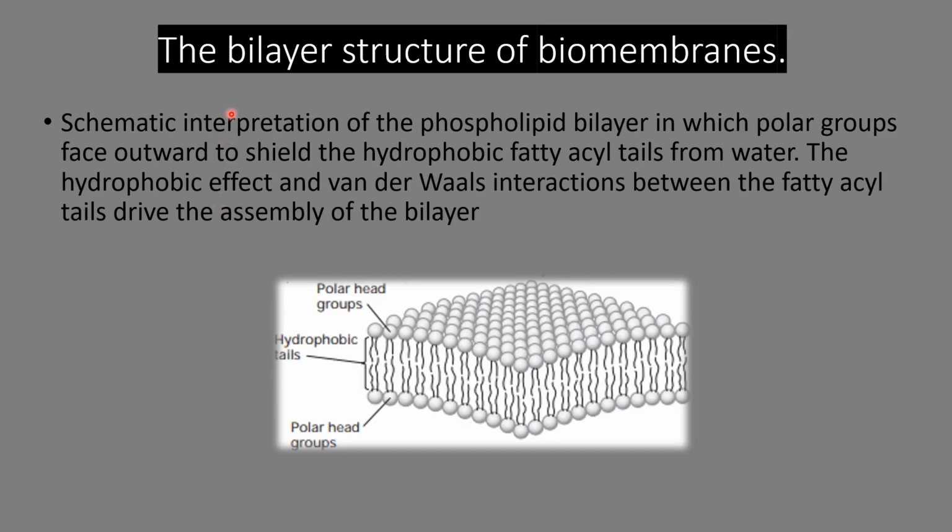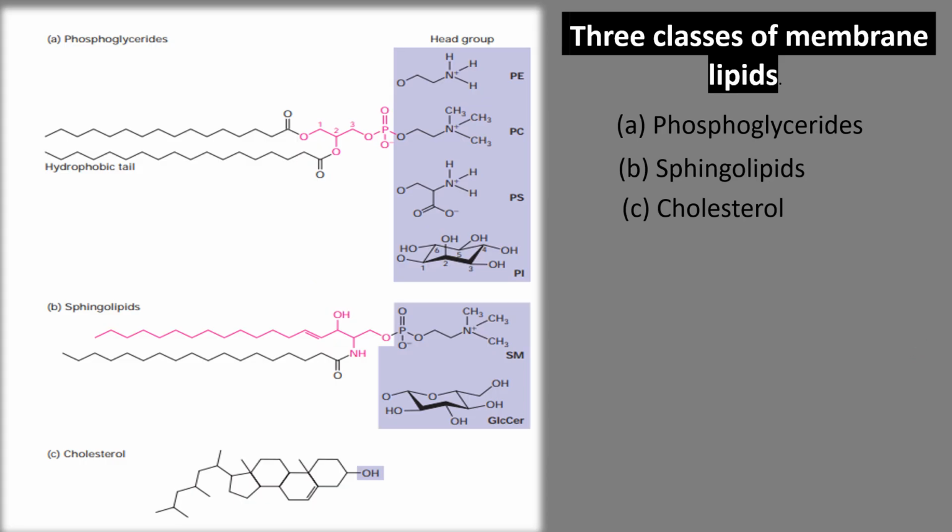In the bilayer structure of the biomembrane, there are two parts we can see: one is the head group and the other is the tail group. The head group is the hydrophilic group and the tail group is the hydrophobic group. The polar head group protects the hydrophobic tail from water molecules or other polar or non-polar molecules. So this is how a biomembrane structure is formed. The hydrophobic effect and the van der Waals interaction between the fatty acyl tails drive the assembly of the bilayer.